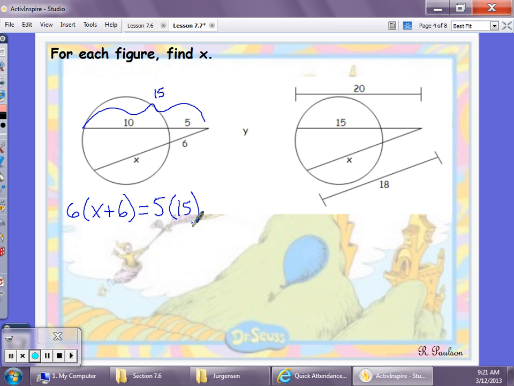If we distribute, we're going to have 6x plus 36 equals 75. Then if we subtract 36 from both sides, we have 6x is equal to 39. When we divide both sides by 6, we get x equals 39 over 6, or if we divide that, we can say x is going to equal 6.5.